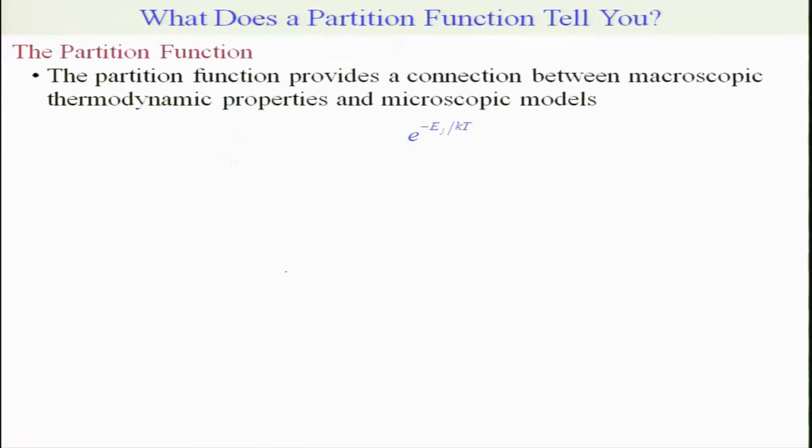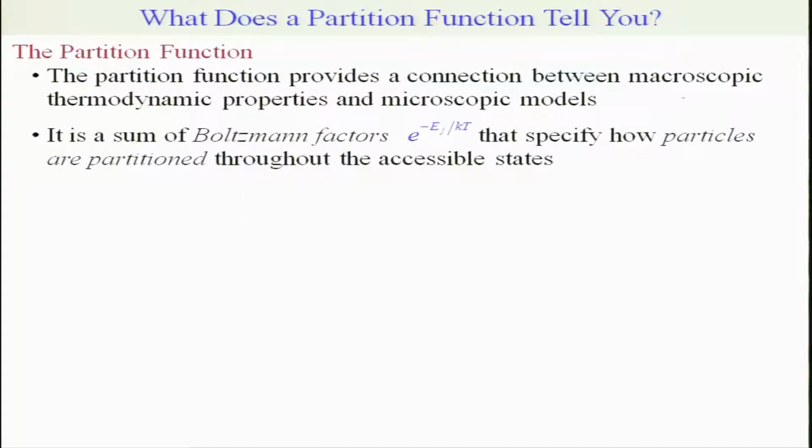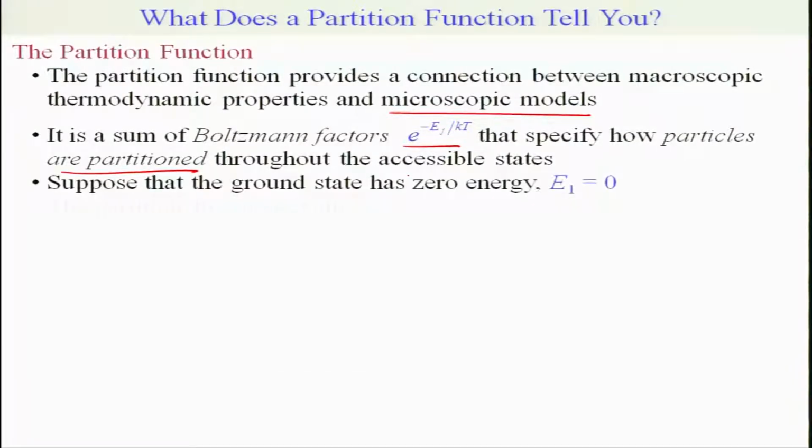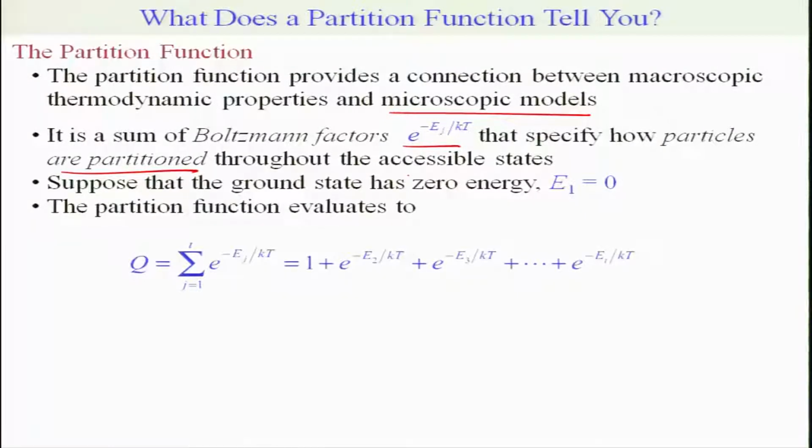Okay. So, let me come back again to the partition function. What does a partition function tell you? The partition function provides a connection between a macroscopic thermodynamic property and microscopic models. It is a sum of Boltzmann factors that specify how particles are partitioned throughout the accessible states. Let us assume that the ground state is 0. In that case, the partition function can be written in this form, assuming t energy levels. So, it will be 1 plus e to the power minus E_2 by kT and so forth until e to the power minus E_t by kT.